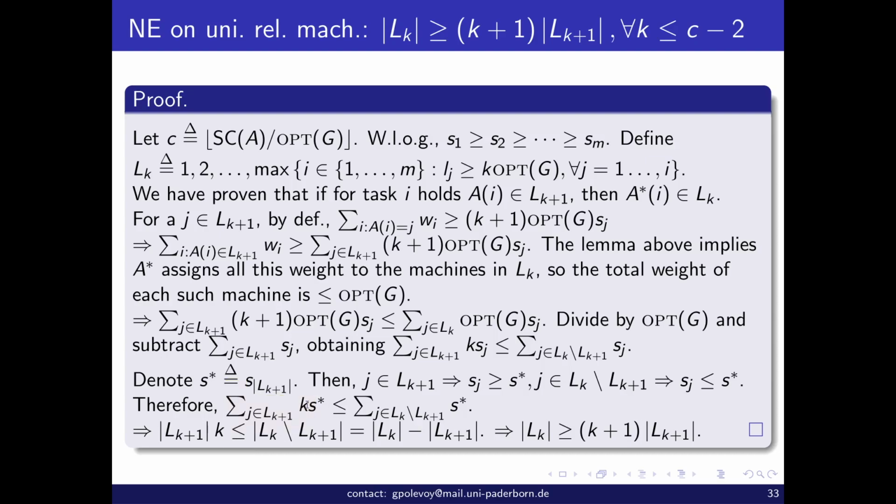So first of all, S star gets cancelled. The left hand side is just k times the size of L_{k+1}. The right hand side is just |L_k| minus |L_{k+1}|. And that's exactly the same as |L_k| minus the size of L_{k+1}, because L_{k+1} is a subset of L_k, just moving the size of L_{k+1} to the left. The size of L_k is going to be at least the size of L_{k+1} times (k+1). And that's exactly what we need.